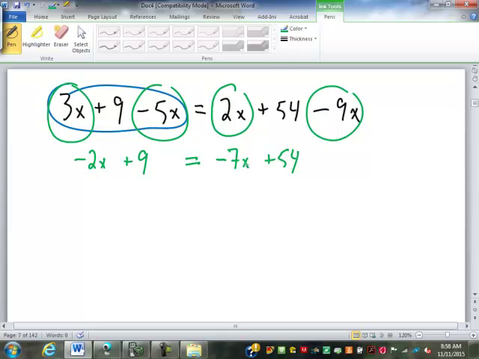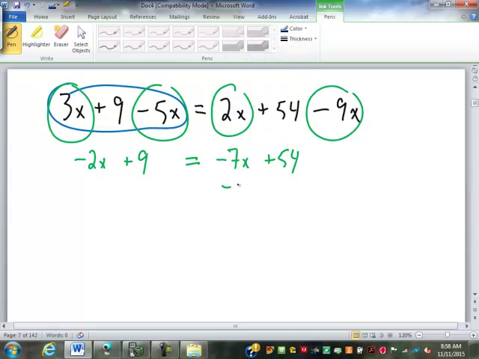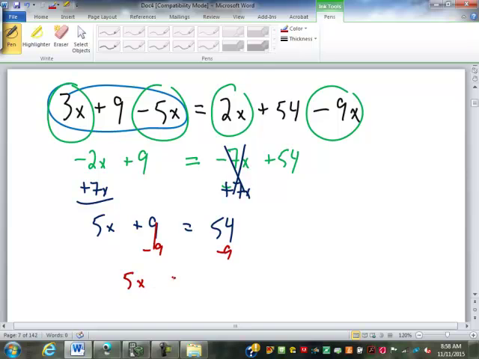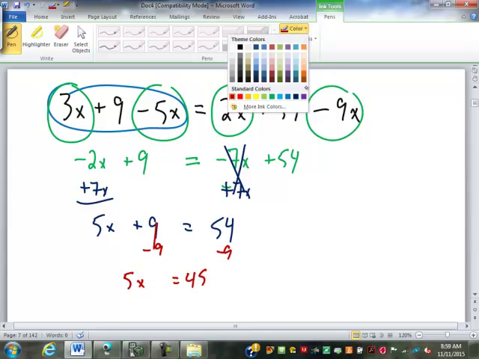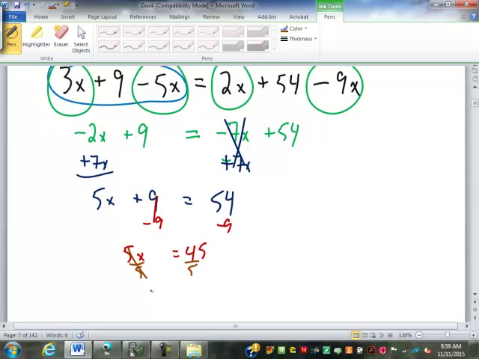Now, I usually get rid of the smaller one first. Which one's smaller here? Negative 7 is smaller. So I'm going to add 7x. Why did I add instead of subtract? Because it was negative. Very good. So I add 7x to the negative 2x to get 5x. So I now have 5x plus 9 equals 54. Then what? Subtract 9. 5x equals 45. And then divide by 5. So x equals 9. How many people had x equals 9?